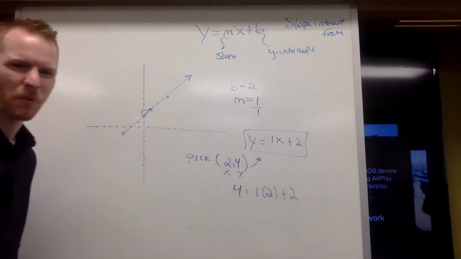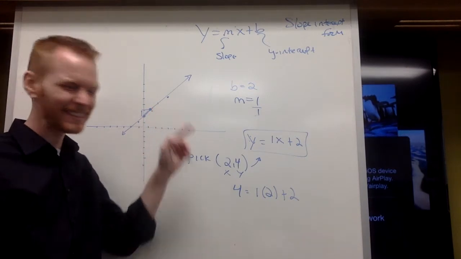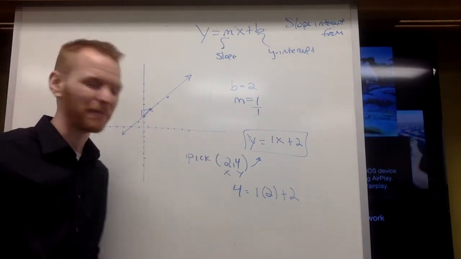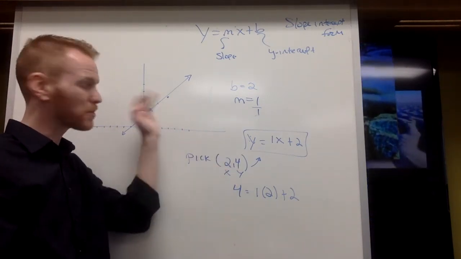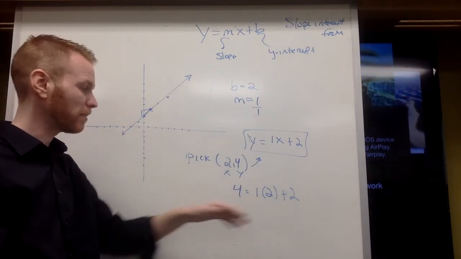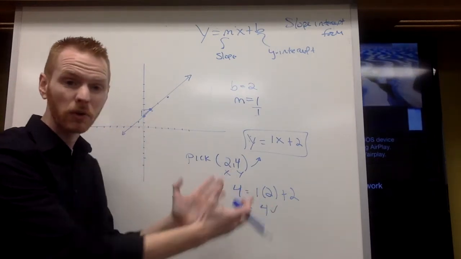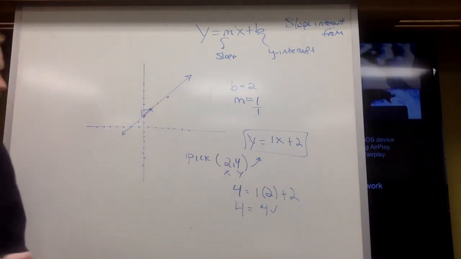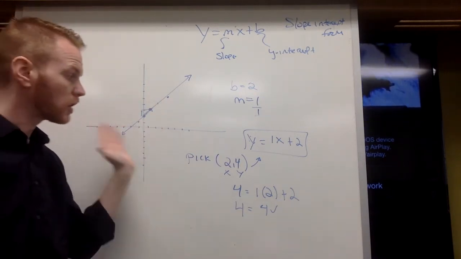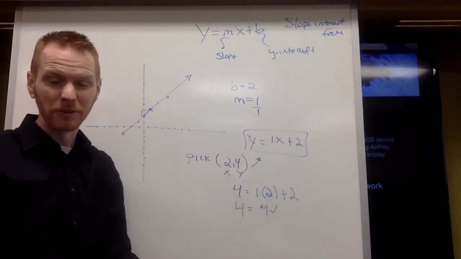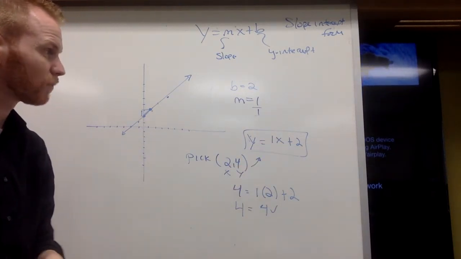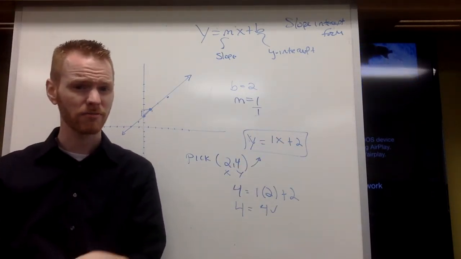You're probably screaming, wait, that's not the right point. It is now. I flipped them in my head. I apologize. So it's the point 2, 4 is what I'm looking at. Okay, and if I plug these in, I can see that 4 is going to equal 4. It's going to work, okay? So no matter what point I pick, as long as it's on the line, it'll make this guy true. Okay? Questions, thoughts, concerns? Look familiar?